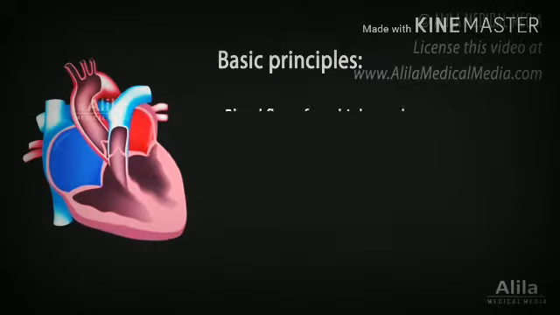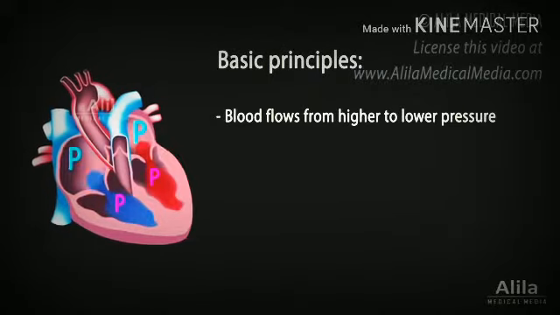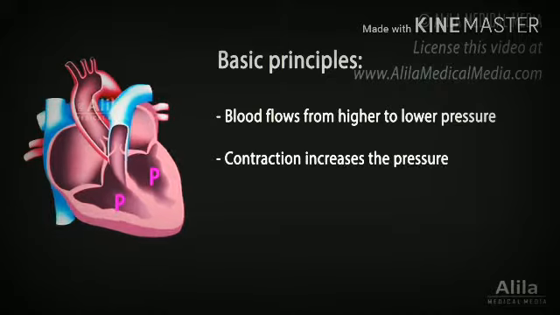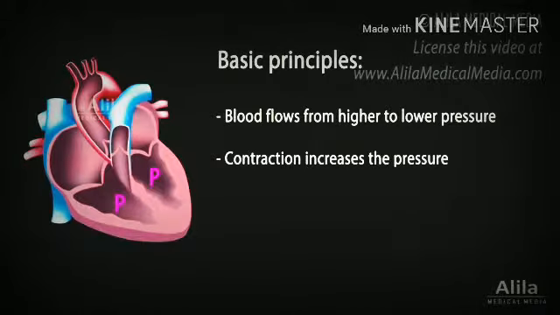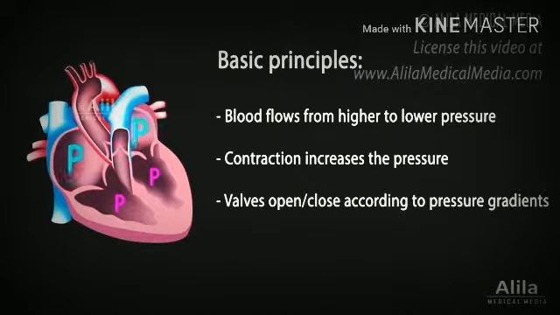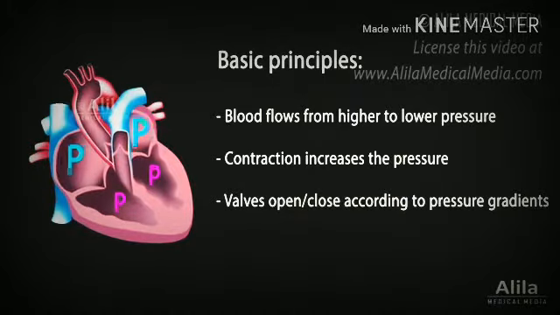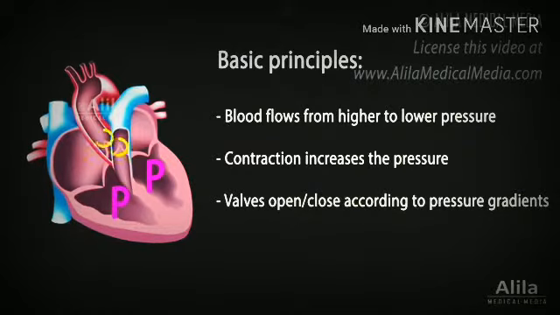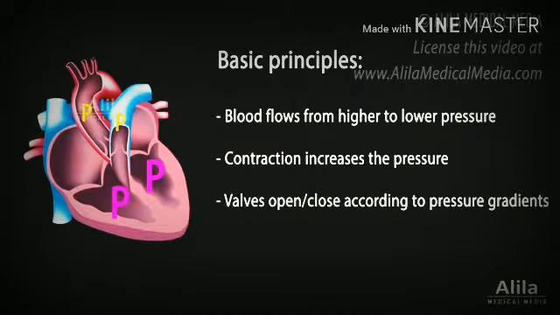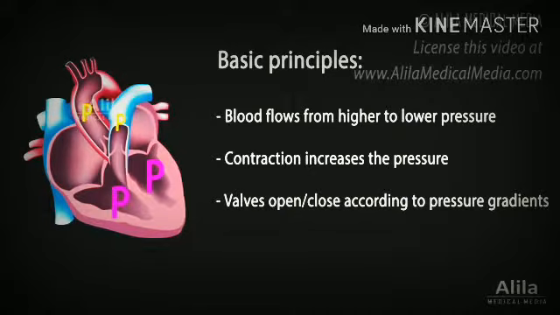Reminders: blood flows from higher to lower pressure. Contraction increases the pressure within a chamber, while relaxation lowers the pressure. AV valves open when atrial pressures are higher than ventricular pressures and close when the pressure gradient is reversed. Similarly, semilunar valves open when ventricular pressures are higher than aortic or pulmonary pressures and close when the reverse is true.